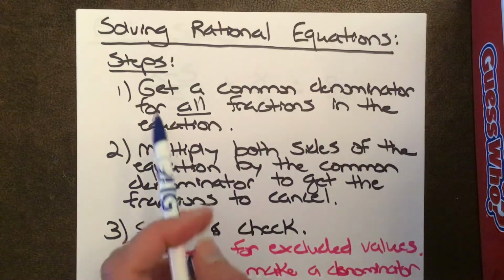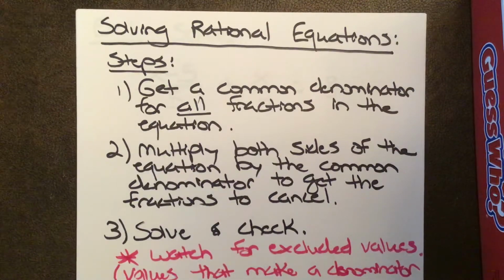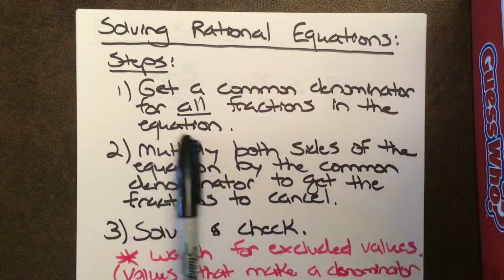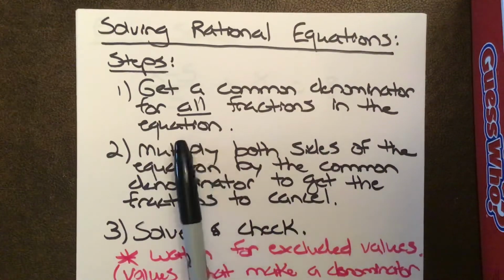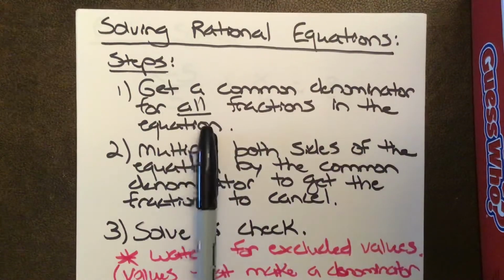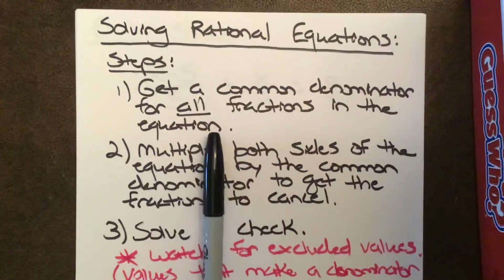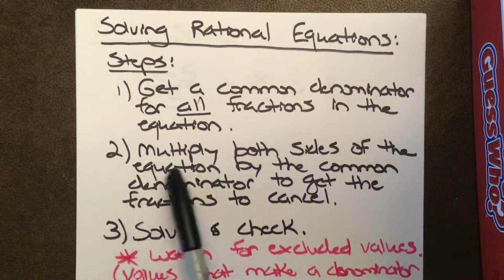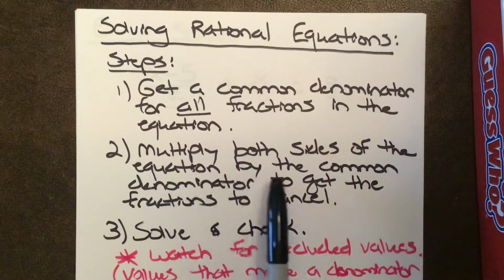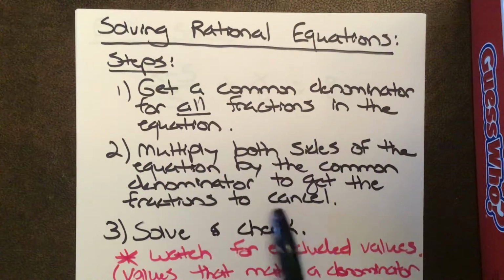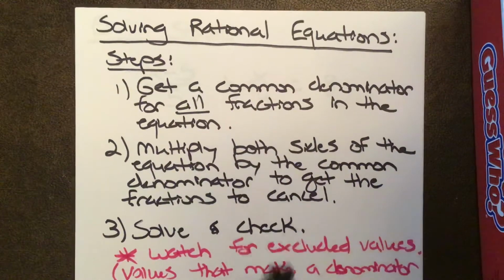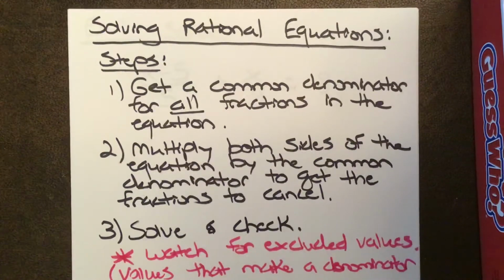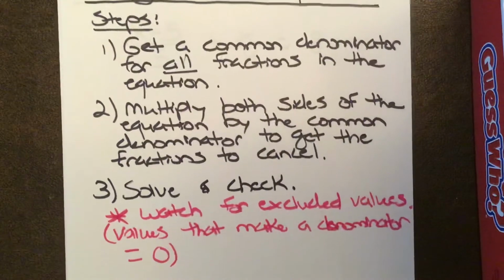And you can see that with the steps here, because our first step is to get a common denominator for all fractions in the equation, as we talked about in the previous video. And then you're going to want to multiply both sides of the equation by the common denominator, and this is going to get all the fractions to cancel out. And then once you've done that, you're just going to be left with a normal linear equation, and you're going to solve and check it.